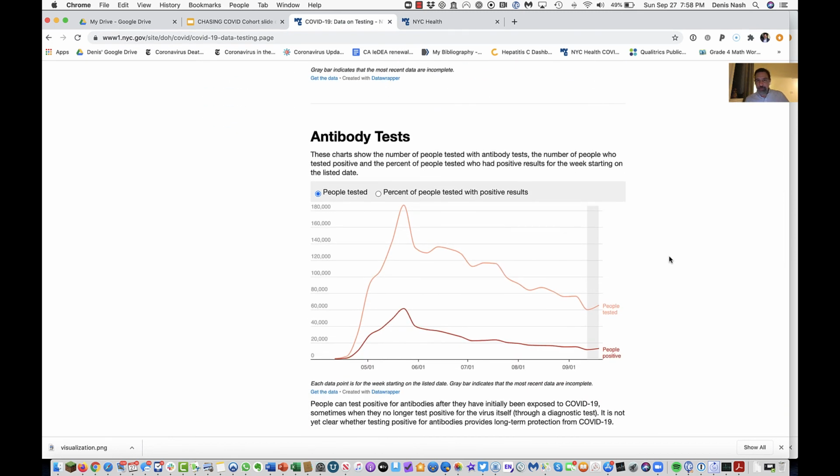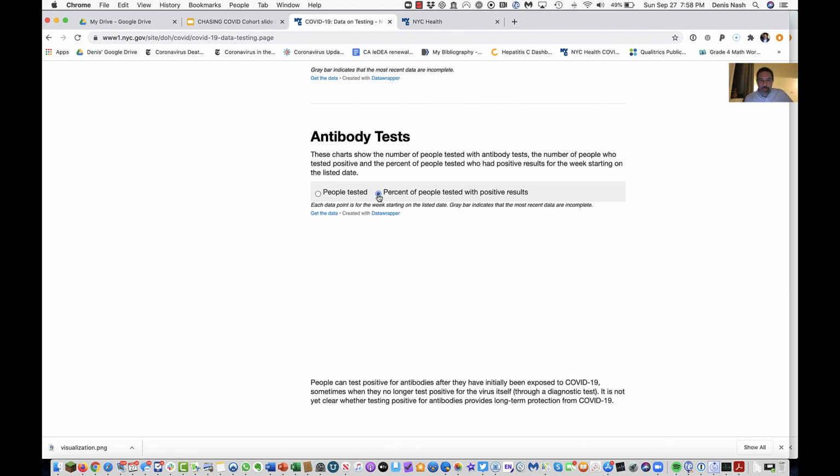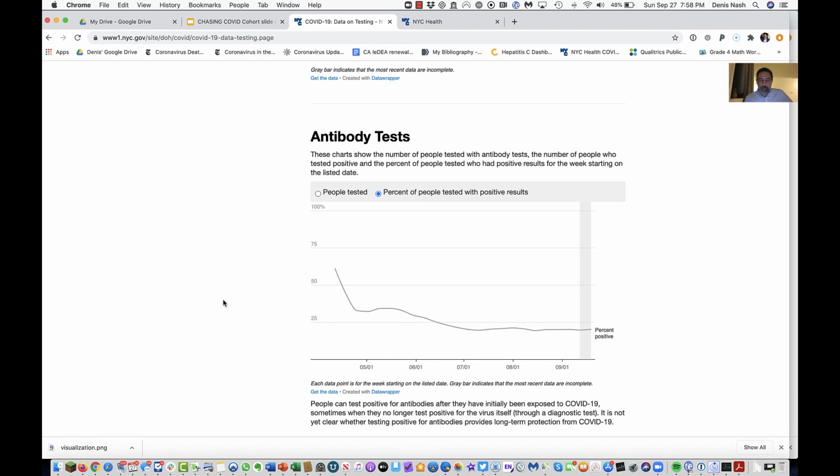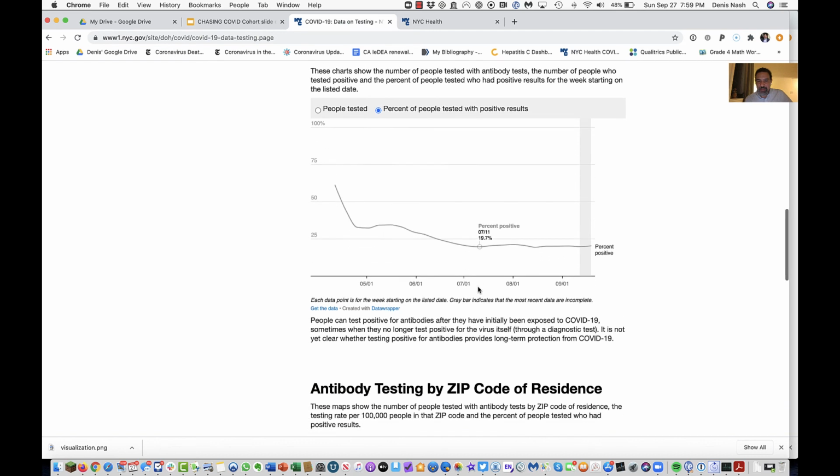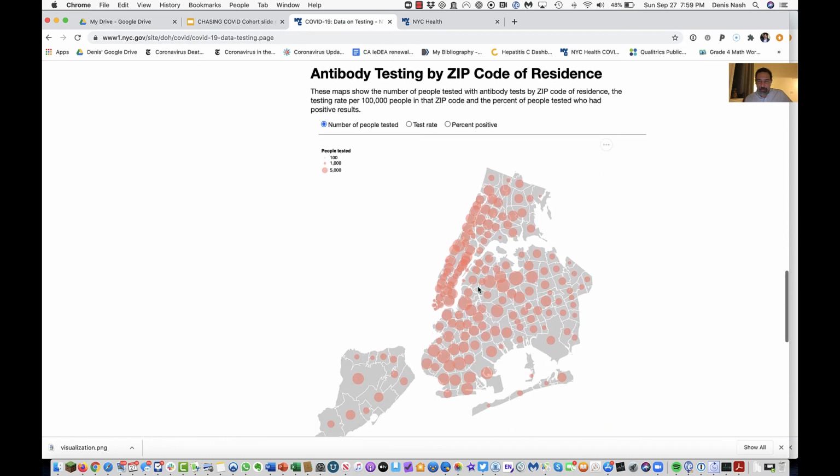And they've also started putting antibody test data out there, so you can get a sense of what's going on in terms of the people who have evidence of past infection. And pretty much since June and July, about 20% of people who have an antibody test are shown to be positive, and this varies a lot by zip code.